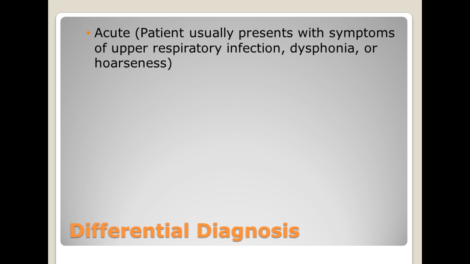Okay, so we just talked about the classification of laryngitis into acute and chronic forms. When making a diagnosis, it is also necessary to recognize other conditions that may look like laryngitis or be confused with laryngitis. To review, in acute laryngitis, a patient usually presents with symptoms of upper respiratory infection, dysphonia, or hoarseness. Chronic laryngitis should be suspected when a patient has exhibited symptoms for 3 weeks or more.